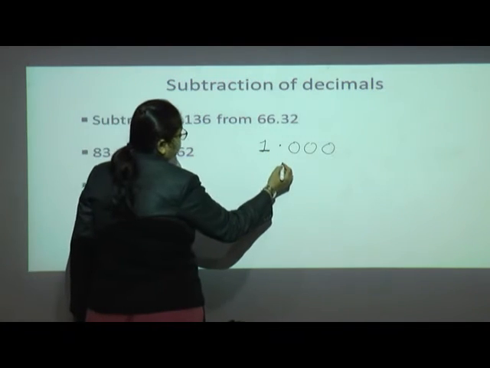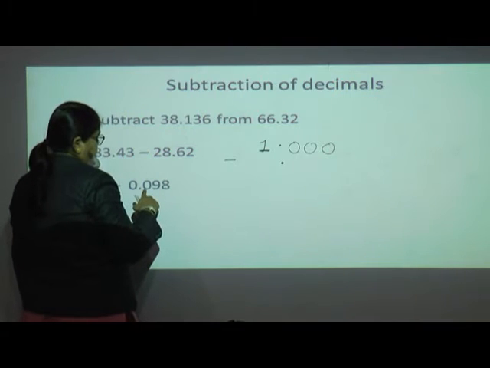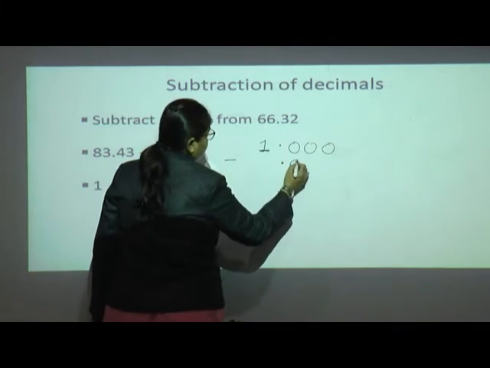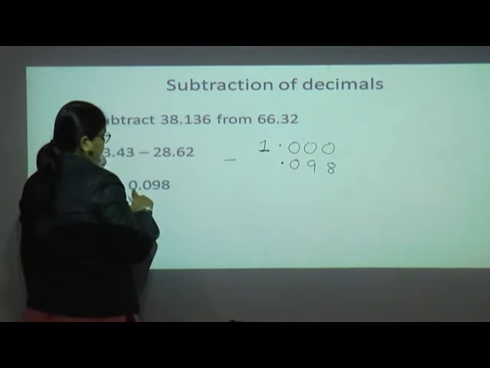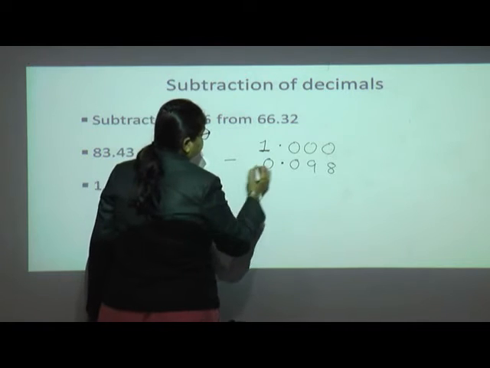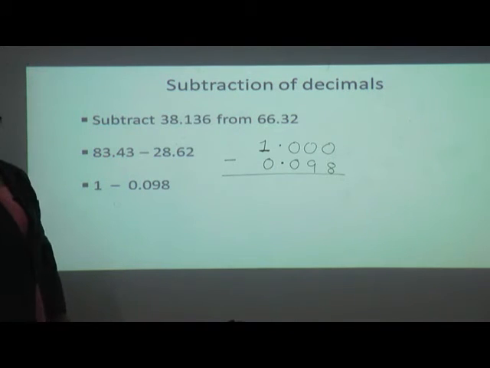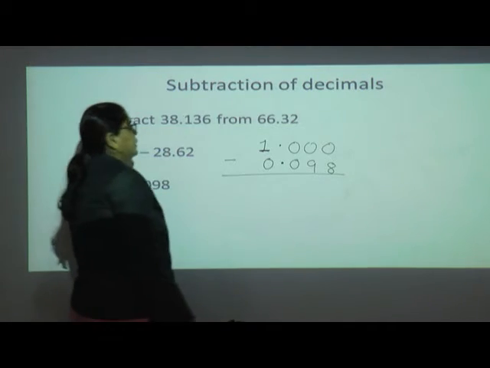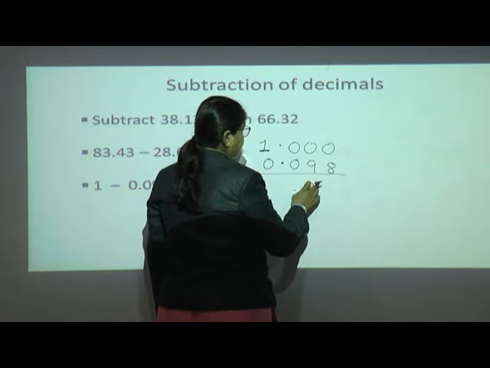So here I have to write 0.098 under it, as a decimal. It is subtraction, so I will put the sign. Here after the decimal it is 0, so I will write 0 first, then it is 9, and then it is 8. Here I am having 0, so I will write 0. If we don't have a digit, we also write 0 just to complete the number.